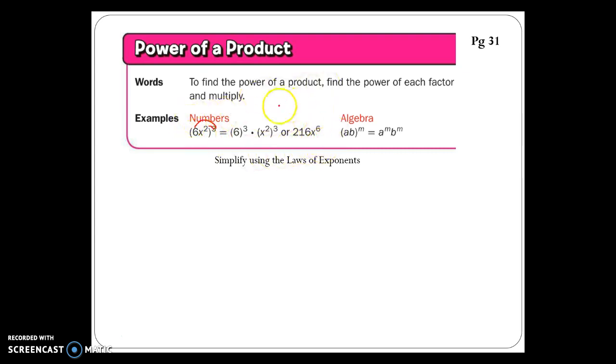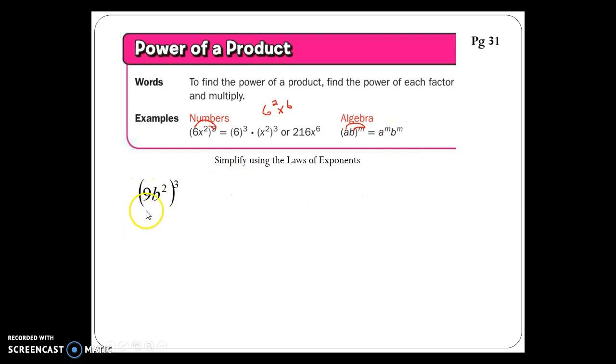So we're going to be okay with writing this answer today as 6 cubed times x to the 6th. That's how we'll finish our answer. And you can kind of see that symbolically here. I think it looks better symbolically for this one. So it's not just a b to the mth power, it's a to the m and b to the m power. Let's take a look at some of these.